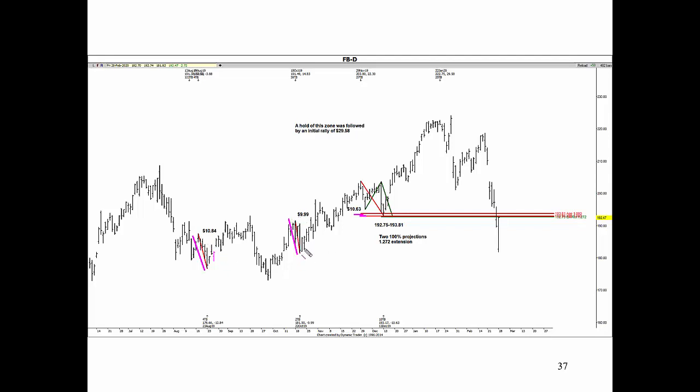But you had a couple of projections from that last high. And then there was also a 1272 extension of this low to this high that just happened to overlap that area. So if we were going to resume the rally, that was one of the areas that I was looking at for buy triggers. Okay, and you ended up with an initial rally of 29.58 from a couple of symmetry projections and an extension.